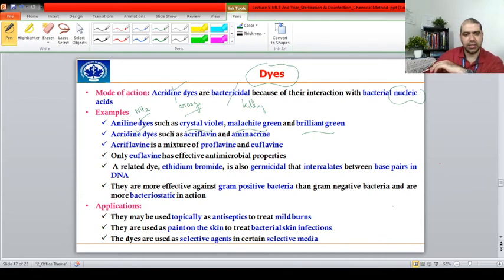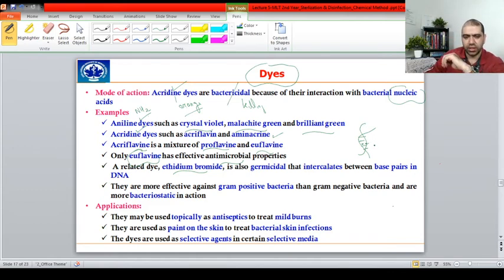Now, acridine dyes such as acriflavin and aminacrin are two examples of such dyes. Acriflavin is a mixture of proflavin and euflavin, and only euflavin has antimicrobial properties. A related dye called ethidium bromide is an intercalating agent. If you have a DNA like this with bases, it intercalates between the bases, so it prevents DNA replication.